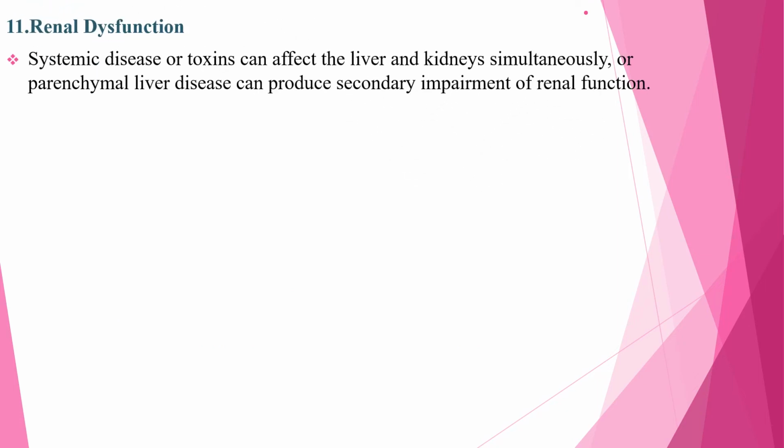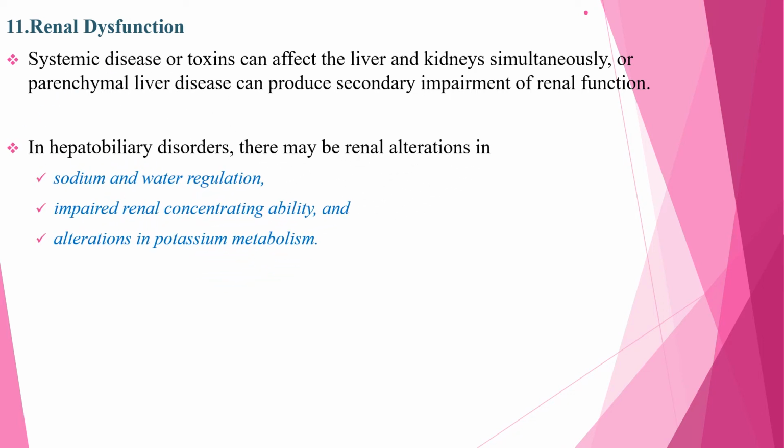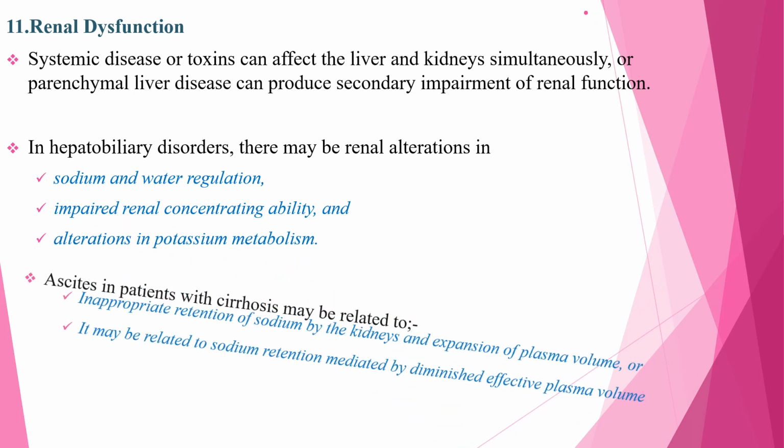The other is renal dysfunction. Systemic disease or toxin can affect the liver and the kidneys simultaneously, or parenchymal liver disease can produce secondary impairment of renal function. In hepatobiliary disorders, there might be renal alteration in sodium and water regulation, impaired renal concentrating ability, and alteration in potassium metabolism.